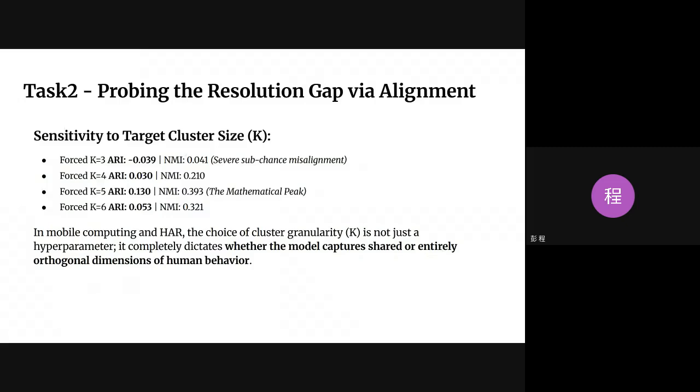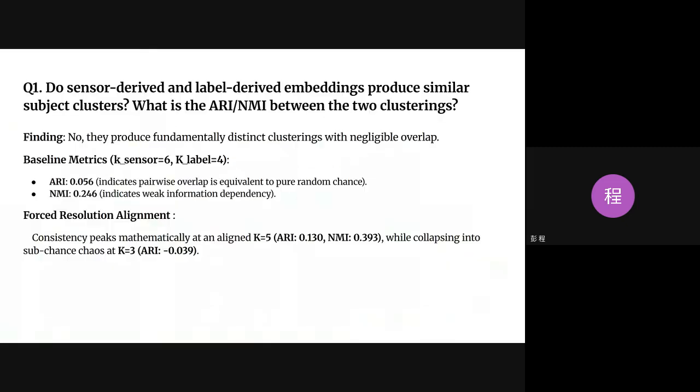Okay, next page. So Q1. The first question of this test: do sensor drive and label drive embeddings produce similar subject clusters? And the finding is that no, they produce fundamentally distinct clusterings with negligible overlap. As we showed in the results, we choose K for sensors 6 and K for labels 4.